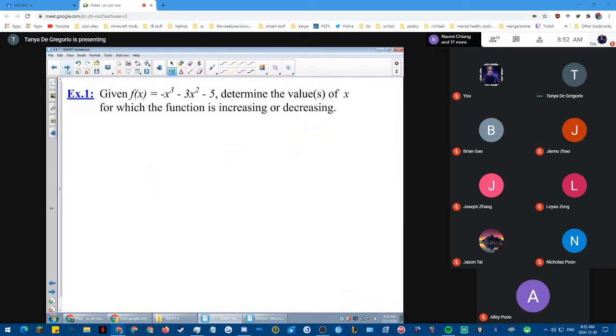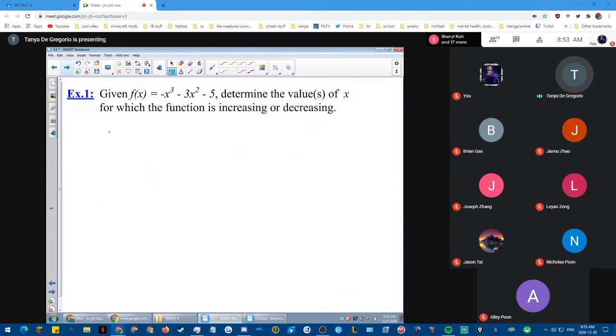Example 1. Given f of x is equal to negative x cubed minus 3x squared minus 5, determine the value or values of x for which the function is increasing or decreasing. So now I want to find out where we're increasing and where we're decreasing. What do you think I'm going to do? Find the derivative. Yeah, good. We're going to find the derivative.